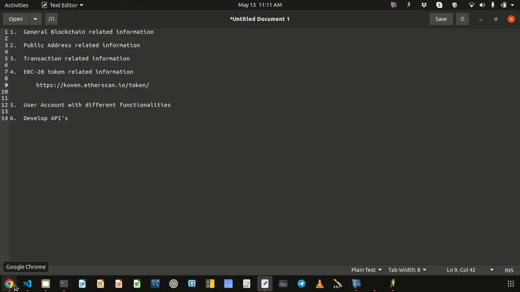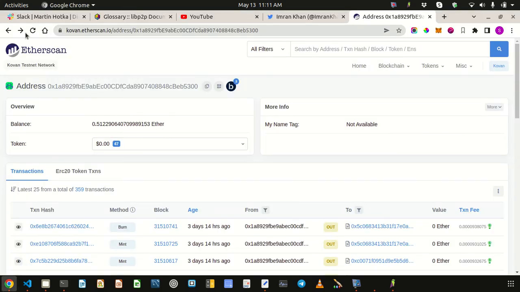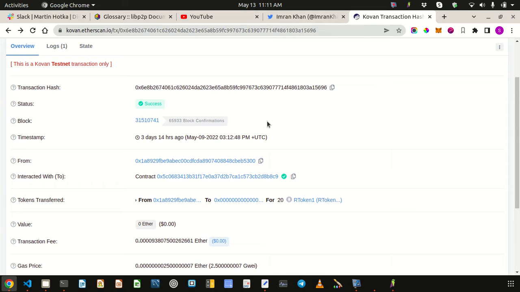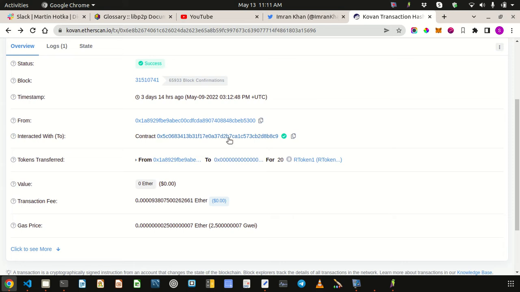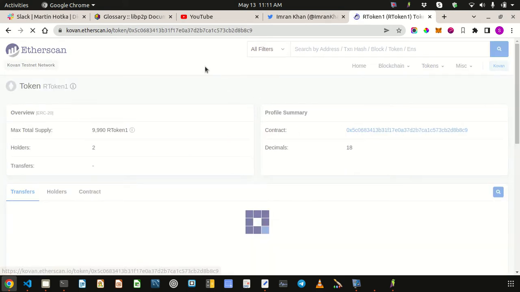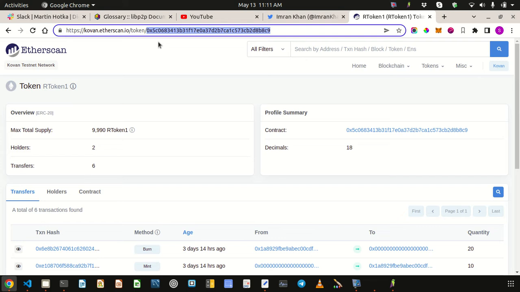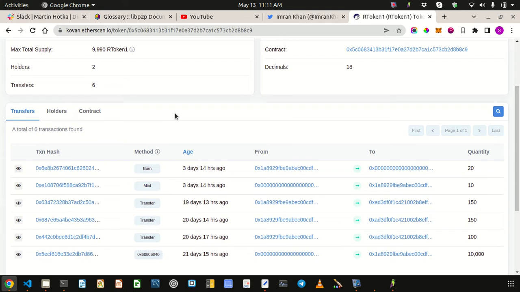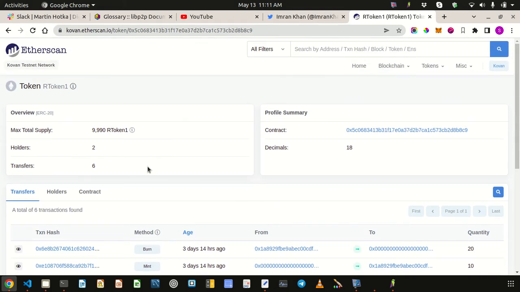So let's go back to Etherscan, and if I view one of the transactions that I executed on one of the test tokens that I have deployed into the blockchain, if I click on this link and then on this link, this is the smart contract address. You can see that the complete URL is coin.etherscan.io/token and then the token address.